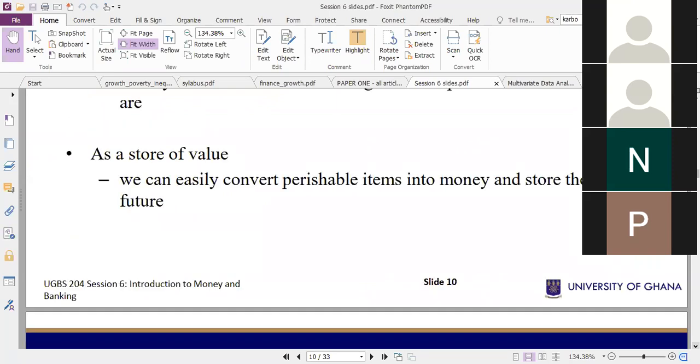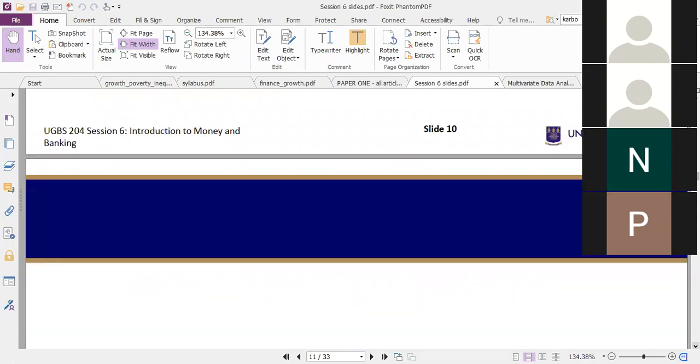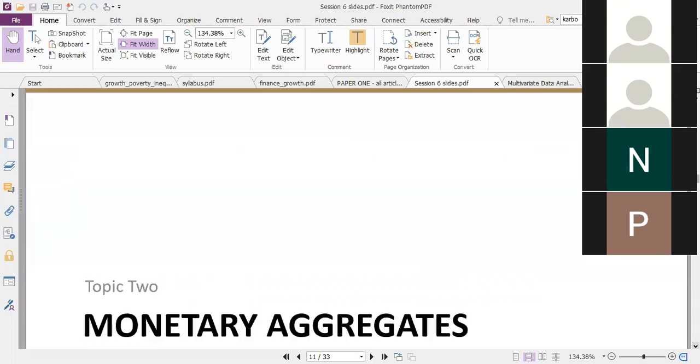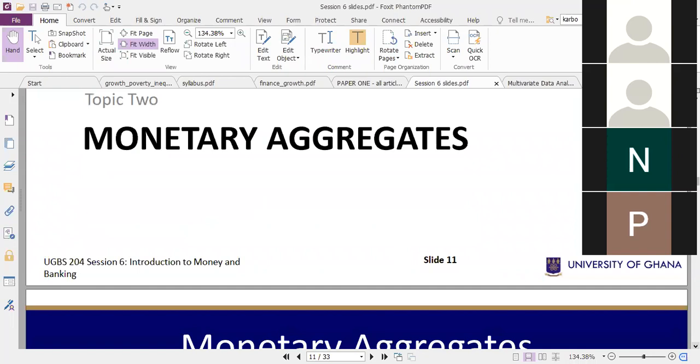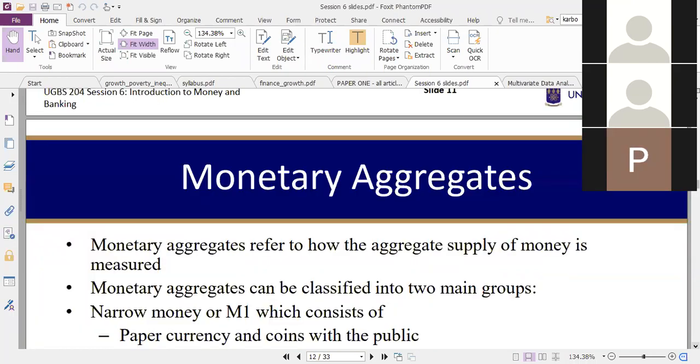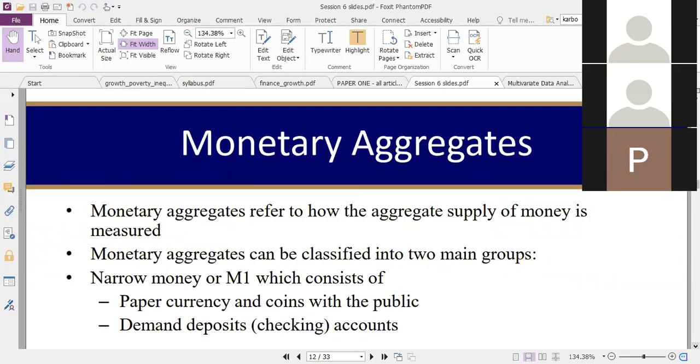Now, we are going to also learn something about aggregates, or monetary aggregates. When I say monetary aggregate, I wanted to ask what it is, but I don't remember discussing anything like aggregates with you. So when we say monetary aggregate, all we are trying to say is we want to understand how the aggregate supply of money is measured. Basically, in layman's terms, we want to understand how we measure money.